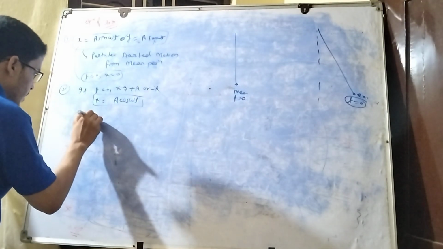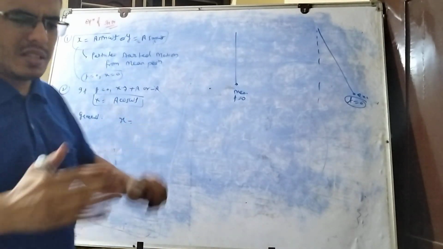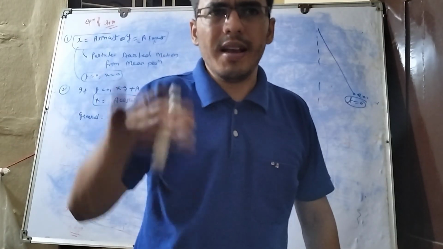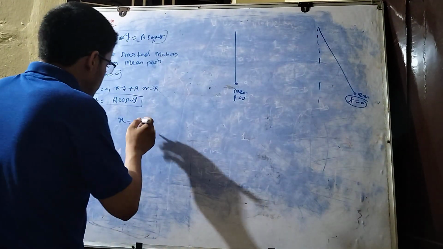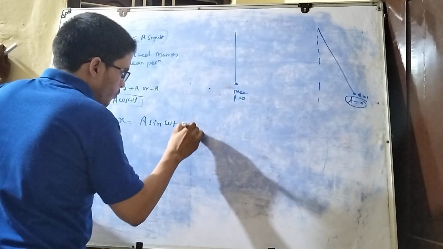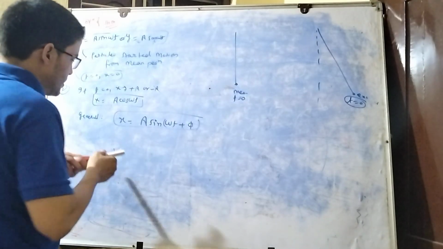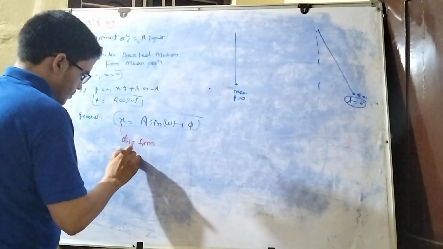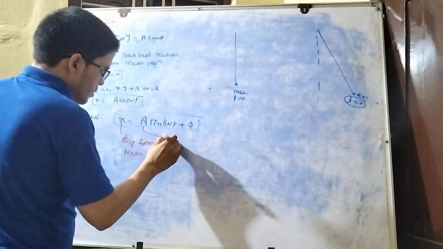So generally, what we will write: x equals to, with phi, because many times x is what? Simple harmonic motion along horizontal. Y is what? Simple harmonic motion along vertical. No doubt. Okay. So x equals to a sine omega t plus phi. That is the general formula. So what is x? Displacement from mean position. What is a? Maximum displacement.